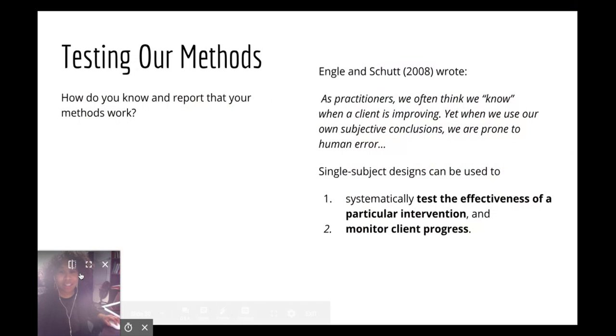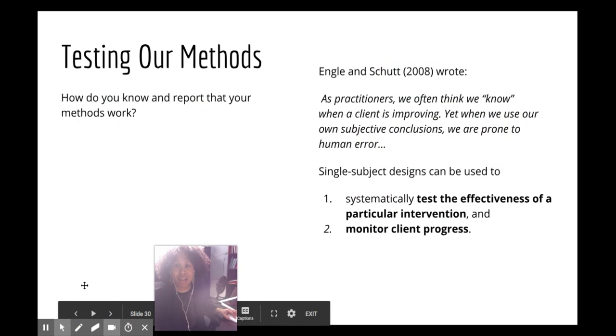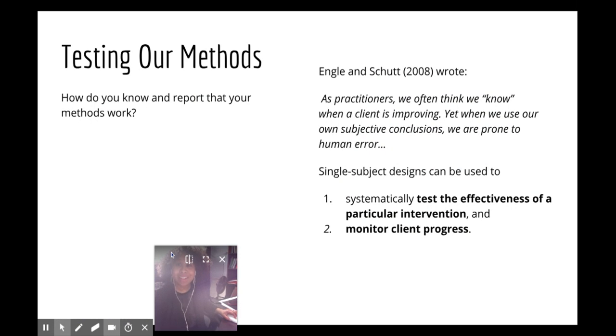So first things first, we have to test our methods. Single case research design is about testing our methods. So it's the great solution to that. Well, how do you know and report that your methods work? I mean, as a clinician, have you ever sat down and thought, is this working? You know, I know we see change over time and we see progress. I mean, that's what we're looking for as clinicians. I mean, why would you work with someone if you didn't want them to make progress in a certain area? But how do you know that that progress that they've made is really attributed to the intervention that you provided?